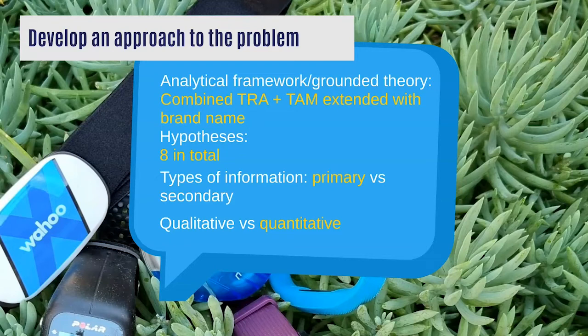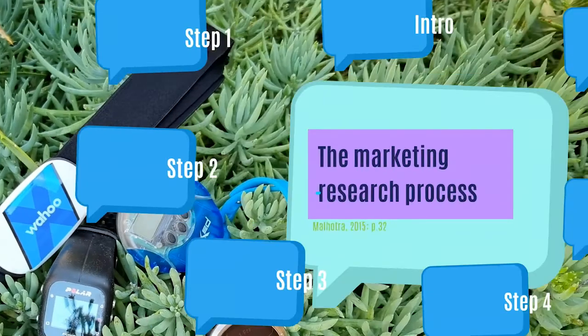From this stemmed the 8 hypotheses. These were based on the objectives. Since the information was non-existent and specific to a problem, it was primary information that was collected, and deciding between qualitative and quantitative, I went for the quantitative approach because it's a bit more responsive and to generate this model.